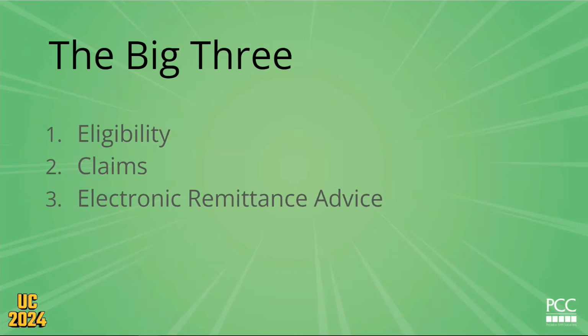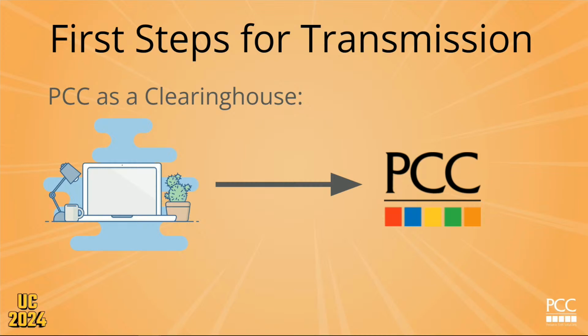So the big three we want to talk about today when it comes to data for claim information are eligibility, claims, and electronic remittance advice. We're going to start with eligibility, but before we get into all that, let's talk about us as a clearinghouse.